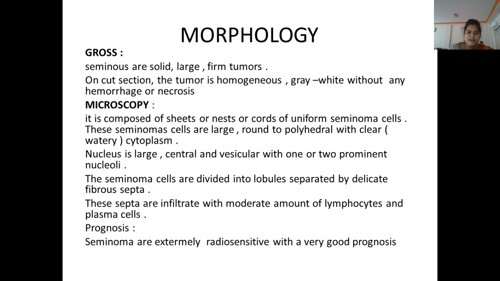The seminoma cells are divided into lobules. It is separated by delicate fibrous septa. Because of these fibrous septa, there will be an infiltration of lymphocytes and plasma cells. So first of all, the seminoma cells are divided into lobules, the two lobules are divided and separated by the fibrous septa, and because of the septa there is infiltration of lymphocytes and plasma cells.